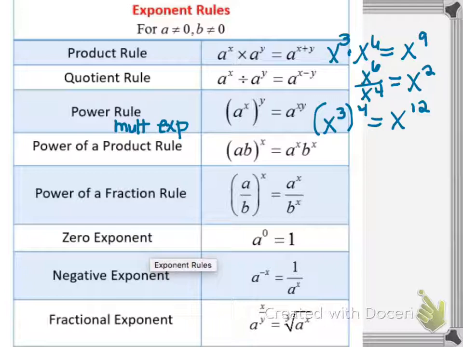So then I could go back and use the product rule. But this is a shortcut way, just knowing that if I have 4 sets of x to the third, then in each one of them I'm multiplying 3 x's. There's a total of 12 x's I'm multiplying.